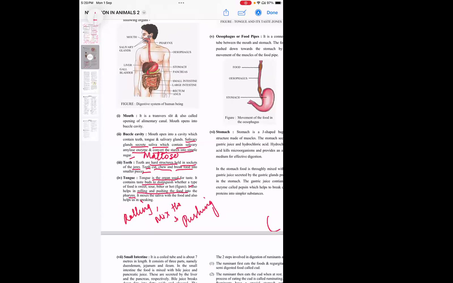It mixes the saliva with the food and also helps us in speaking. I am able to talk to you, I am able to speak to you because of this tongue only. If I do not have a tongue, I cannot speak.